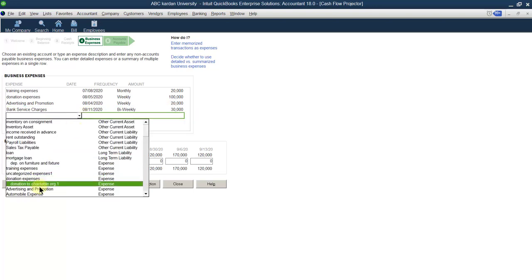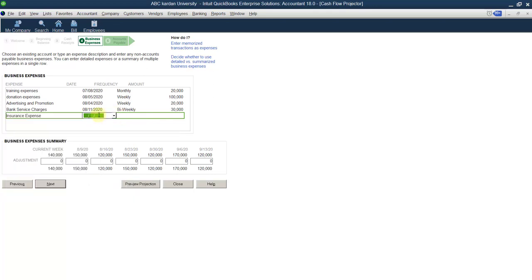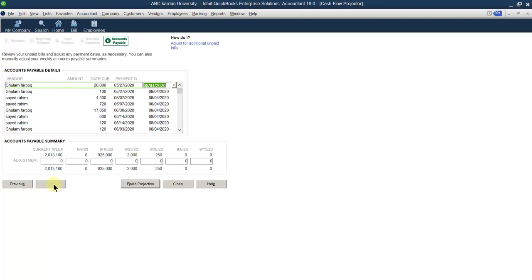And let us say, for example, some other expenses. Insurance expenses on this date. And how you pay this one? Let us say I'm going to pay this one bi-monthly. We can say semi-monthly. Semi-monthly is fine. Then how much is the amount? Amount is equal to 50,000. Do you want to make some adjustment? No need for the adjustment, then provide it.